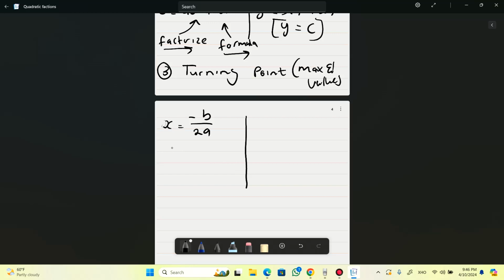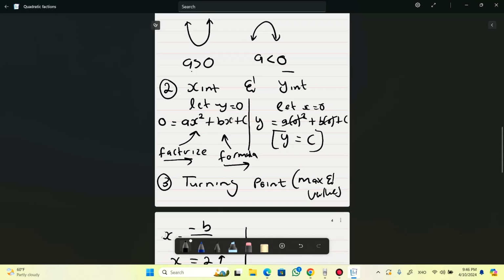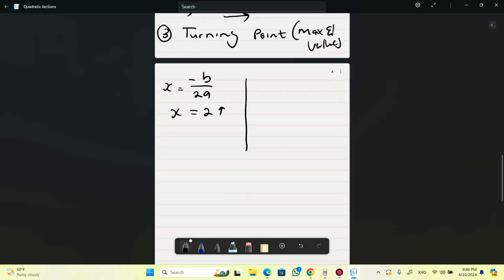And then after I've gotten my x, I'll take that value there. Let's say it's 2. I'm going to take that value, I'm going to put it into my original equation to find my y value, let's say 4, right? And then I have my coordinate there of the turning point, right?